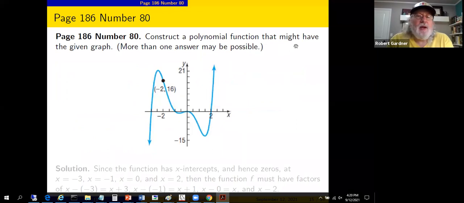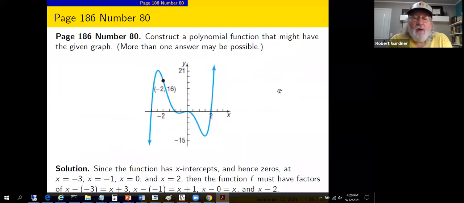Construct a polynomial function that might have the given graph. More than one answer is possible. Same idea as before. They did give us a point on this one, so that might allow us to tie it down a little bit more solidly. Intercepts. Okay, they've calibrated this in a funny way. Each of the little tick marks represents 1/2 unit. Notice here we have a half, 1, 1.5, 2. So they've calibrated the x-axis by halves, and the y-axis by 1, 2, 3, 4. Looks like each tick mark represents 3.